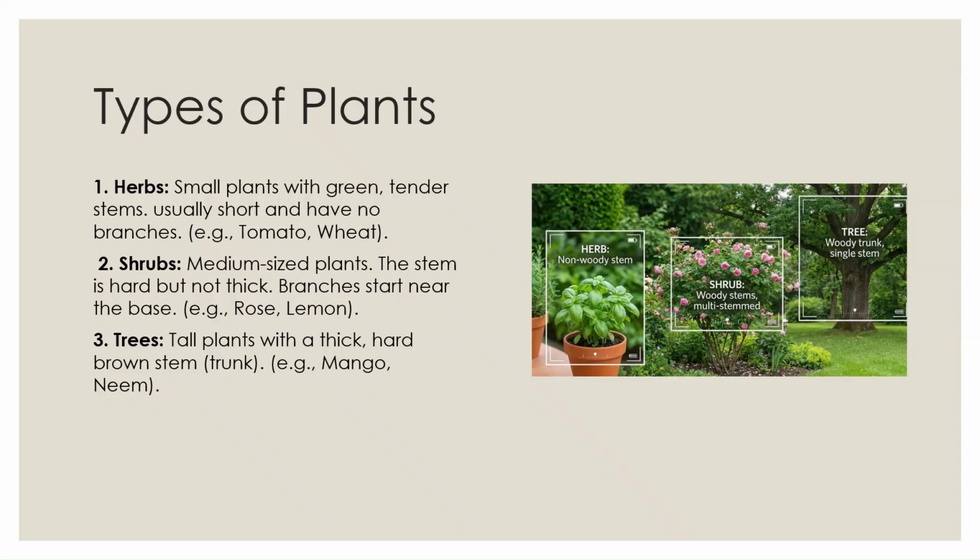Second one is shrubs. These are medium-sized plants. Their stem is hard but not very thick. You will see branches starting right near the base of the ground. Examples are rose and lemon. Third one is tree. These are the big giants. They are tall with a heavy, thick, hard brown stem called trunk. Examples are mango and neem.